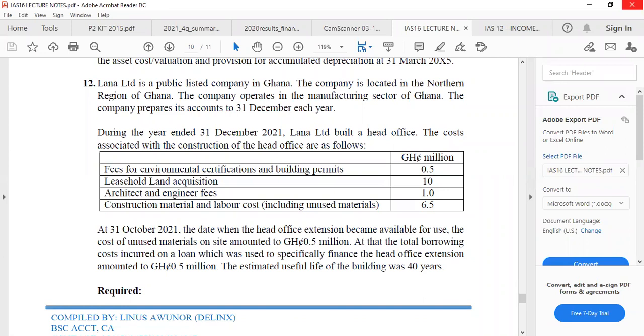Architect and engineers fees, 1 million. Construction material and labor costs, including unused materials, 6.5 million. At 31st October 2021, the date when the head office extension became available for use, the cost of unused materials on site amounted to 0.5 million Ghana cedis.